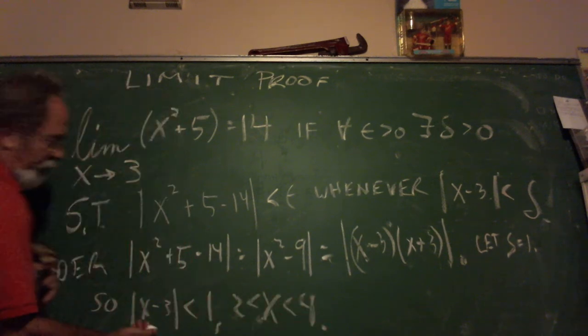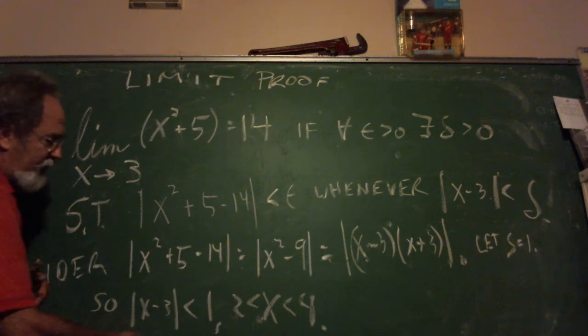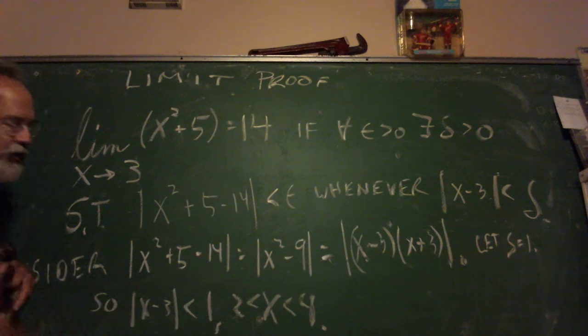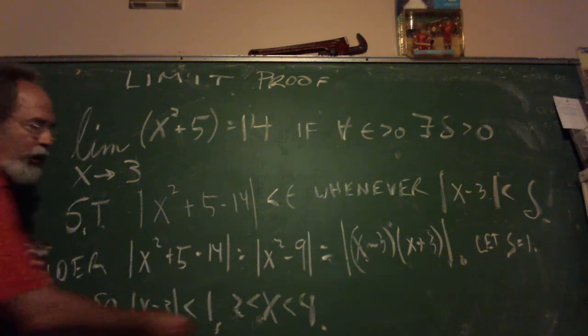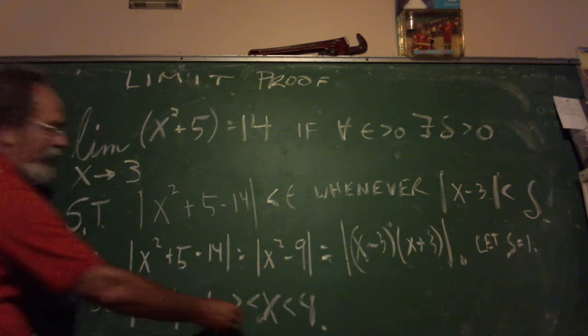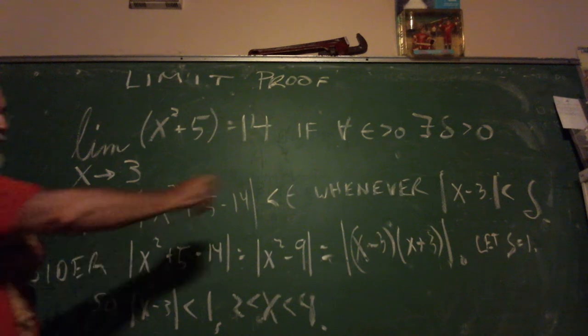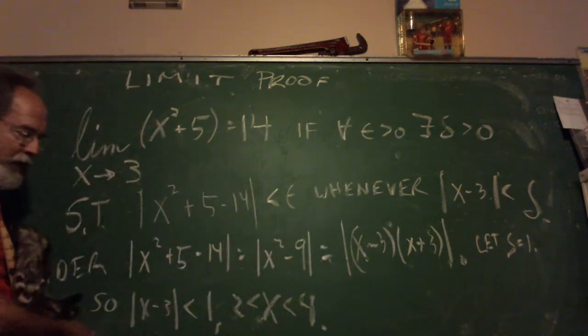You know, just think about it. If x is 4, I have 4 minus 3. Well, that's 1. 1 isn't less than 1. So x has to be less than 4. When x is 2, I have 2 minus 3, that's -1. The absolute value of -1 is 1. So x has to be bigger than 2. This is exactly right. So what's the biggest that x minus 3 can be? When x is 4, x minus 3 is 1.